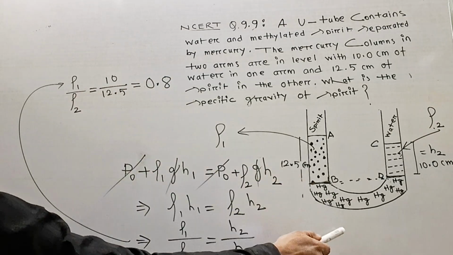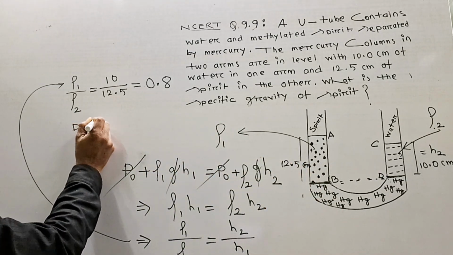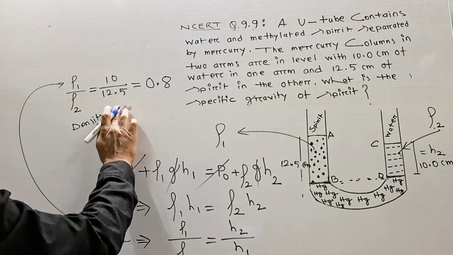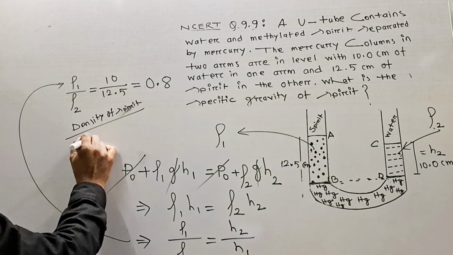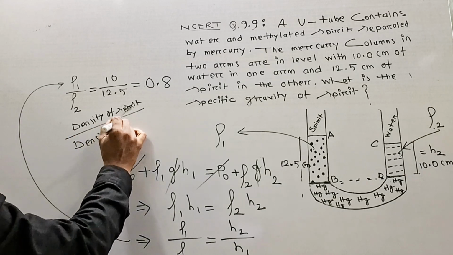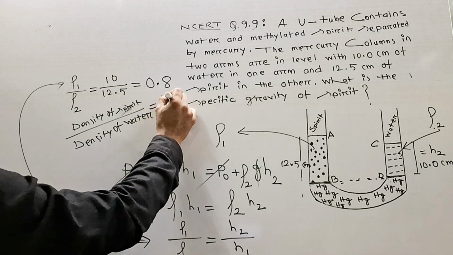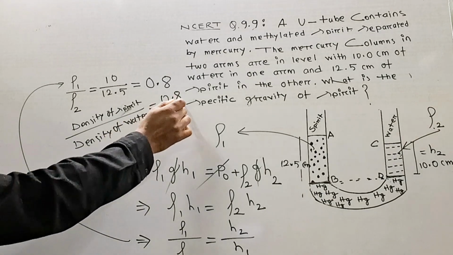And rho 1 is what? Rho 1 is the density of your spirit. So the density of spirit divided by the density of water, rho 2 being the density of water as we have assumed, is 0.8. And this is the specific gravity of spirit.